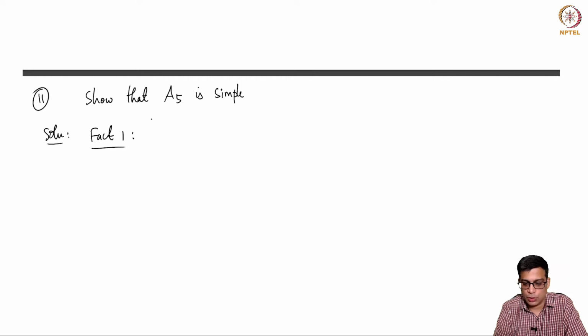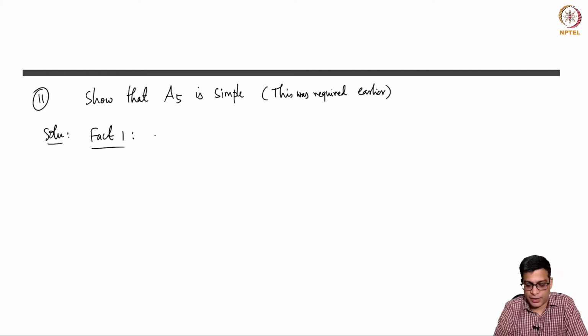So, show that A5 is simple. This is required for us. This was required earlier when we discussed the insolvability of quintics. So I wanted to just give you a hint of how to do this. Many of you would have seen this in a previous course in group theory. So, first fact is A5 is generated by 3 cycles.